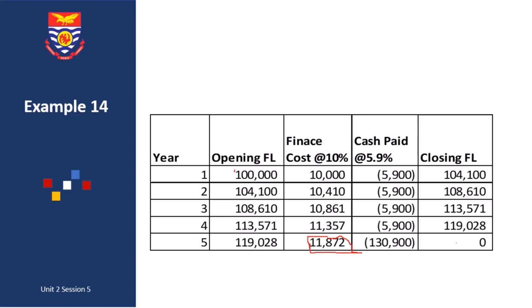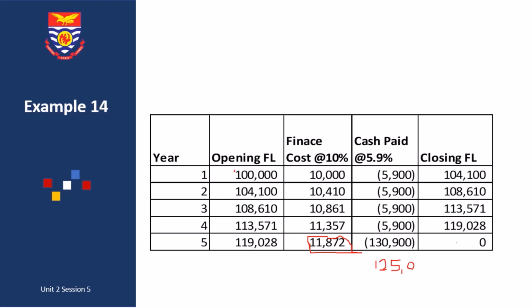Okay, so let's look at the breakdown of this 130,900, which is the cash that you have to pay at the end of the period. Now, you borrowed or issued 100,000, but at the end of the 5th year, you pay back 125,000. So you have the 125,000, which is made up of the principal and then the premium that you are going to pay.